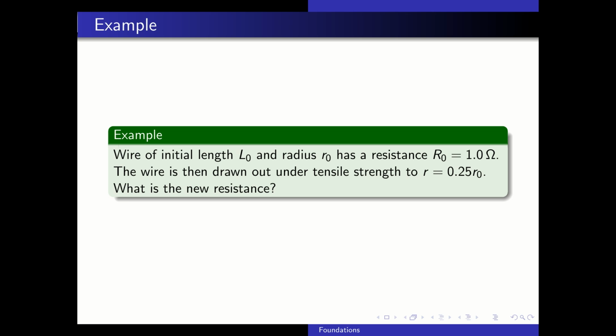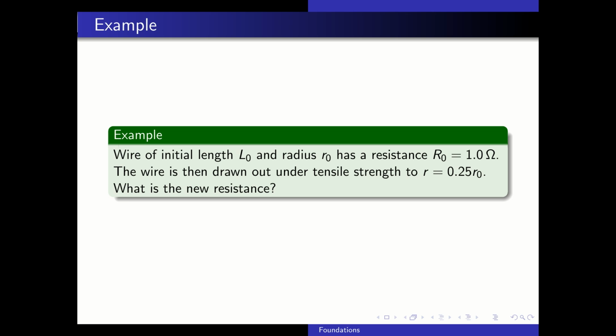We're then going to squeeze the wire. We're going to put the wire between some rollers, and we're going to squeeze it down until it has a radius of 0.25 R naught. So basically, we're going to cut its radius by a factor of 4. We want to find out what the new resistance is. Again, if you'd like to try this out, stop before I go on to the next slide and take a look.